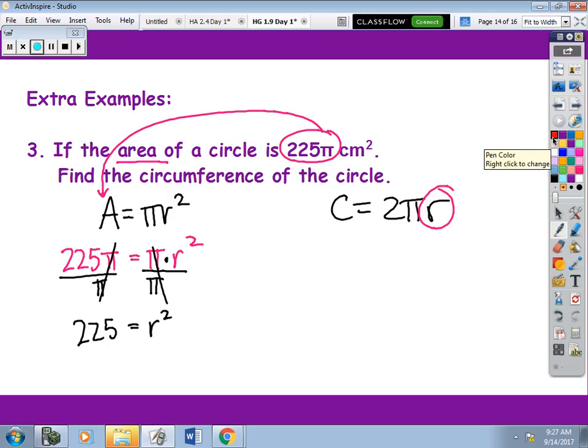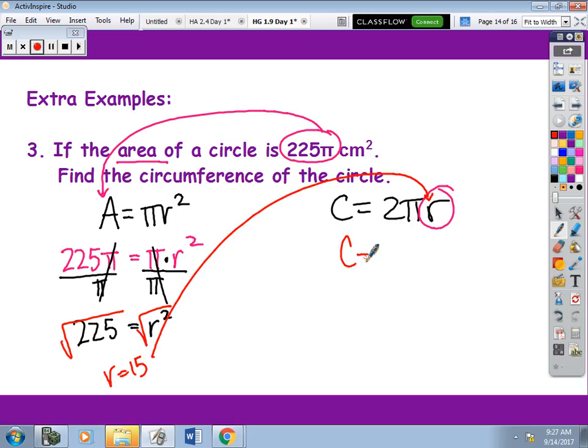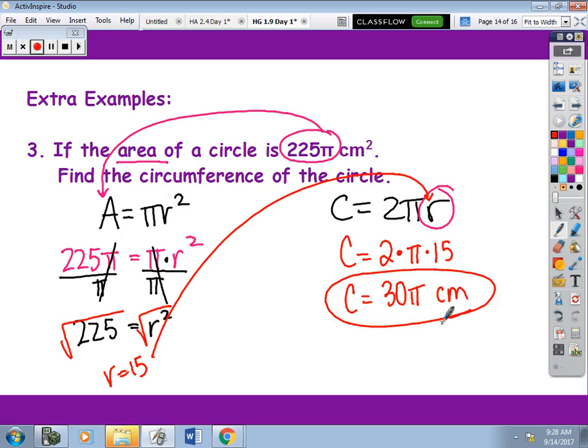Square root, and you can use your calculator, but this is a perfect square. We will get that the radius is 15. Make sure you don't circle that as your final answer. They didn't ask you what the radius was. They asked you what's the circumference. So we plug that back in. 2 times pi times 15 will get me 30 pi. And that would just be regular centimeters.